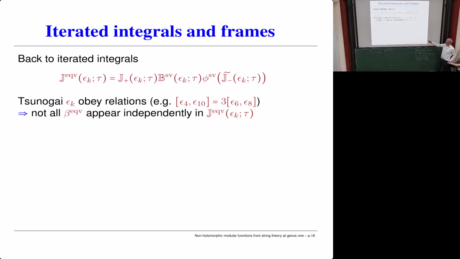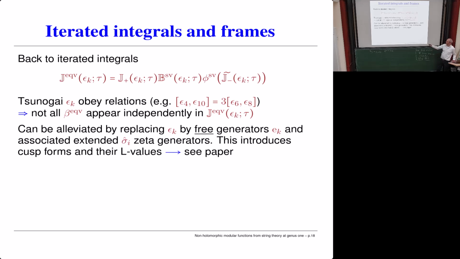So this relation means that, as I was saying before, when you expand this out into its components that are called beta equivariant, they don't all appear independently. This is something that might be a bit bothersome. In the paper that came out earlier this month, we have a way of removing the relations, which we call Pollack relations, by replacing these epsilons by so-called generators e, which are free. So we just remove the relation, we make them free generators. We also extend these zeta generators to extended things.